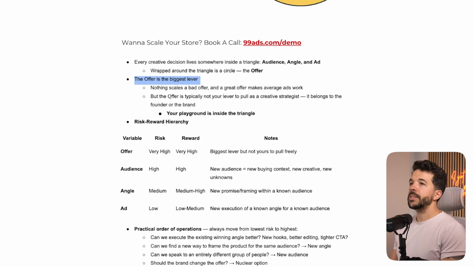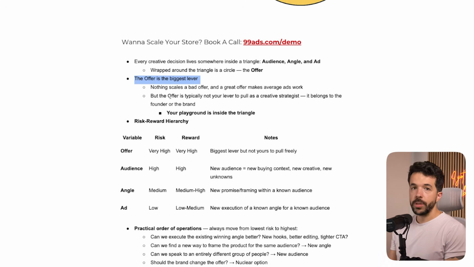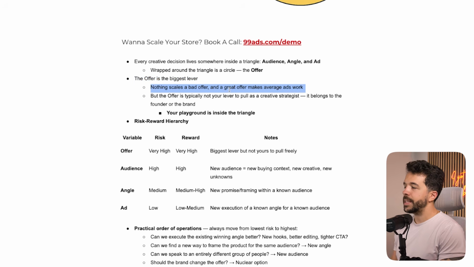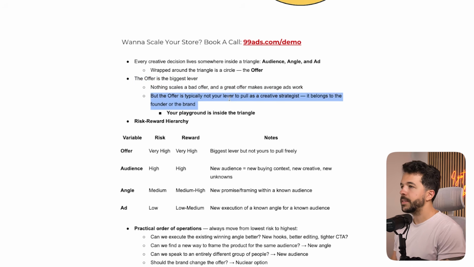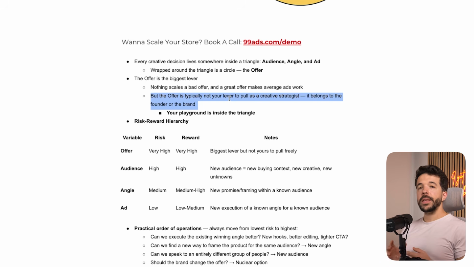The offer is always the biggest lever you can pull. Nothing scales a bad offer, and a great offer makes average ads work. That said, the offer is typically not on your plate as a creative strategist. It's not typically a lever that you can pull or you want to pull. It belongs to the founder, the brand, the CMO, the head of growth, whoever is working on the offer.